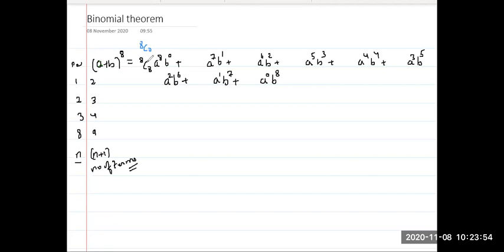Now, we know that 8C0 and 8C8 are both the same, so it doesn't matter. Both are 1. Okay, got it? So this is in terms of bananas, and this is in terms of apples, right? But ultimately it is the number which is the same.